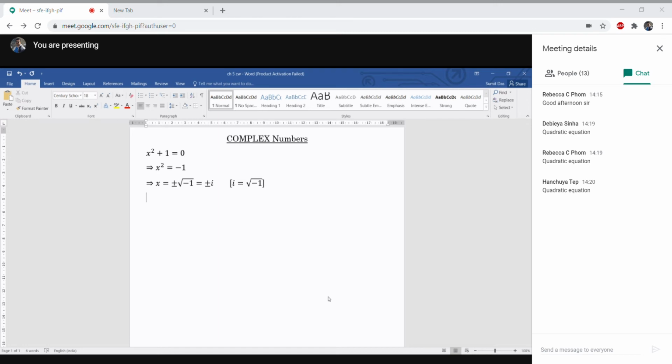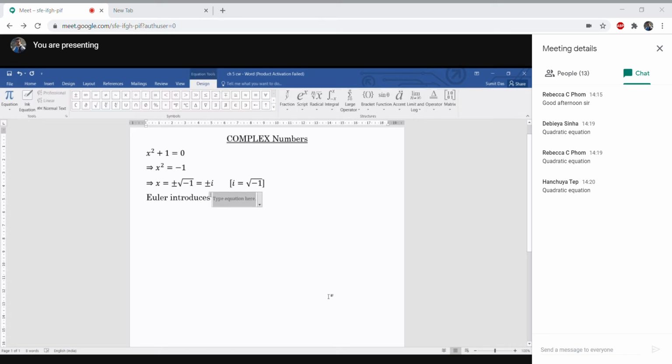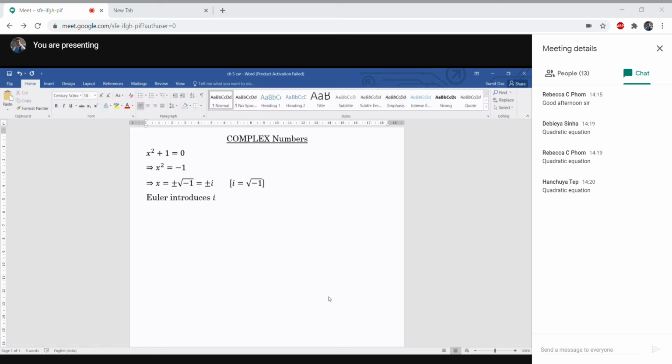Then the mathematician Euler introduced this term. Okay, Euler introduced this iota first. Okay, let's move on to the first topic.